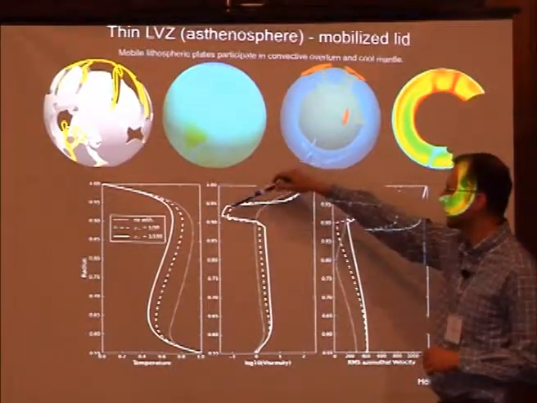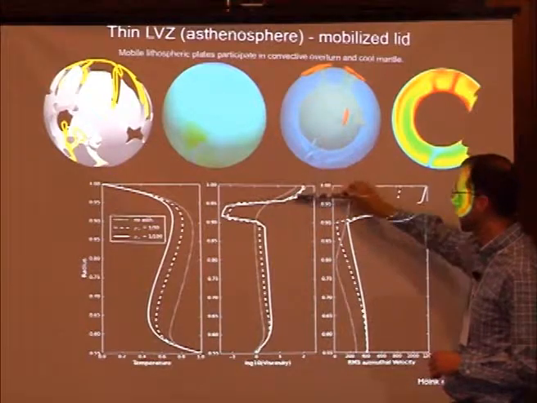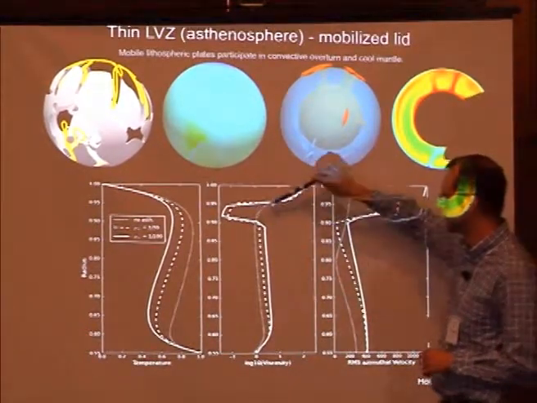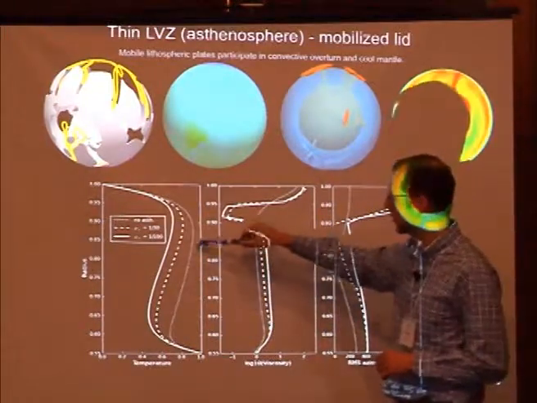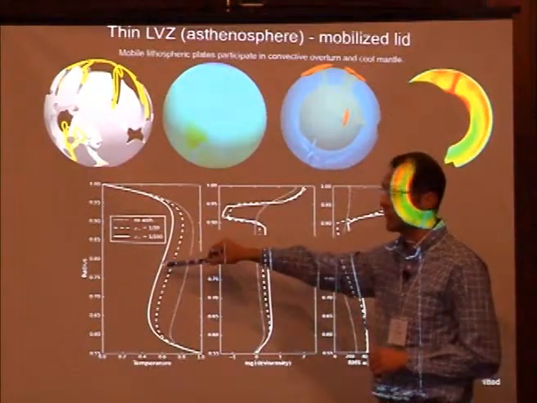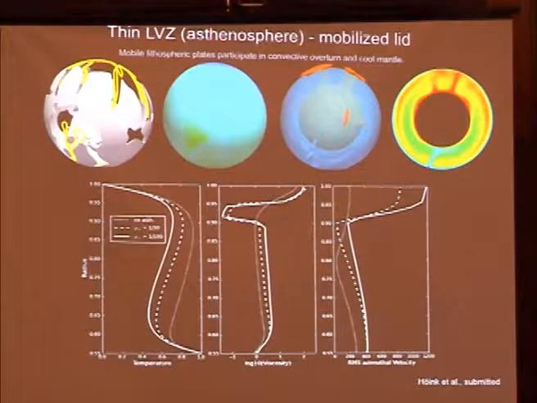this viscosity notch is 1 over 30 or 1 over 100. So you still see the strong plate, you see a low viscosity asthenospheric region, and then the lower mantle. First thing you notice is that the internal temperature is reduced significantly. So this shows that there's more effective cooling. I can reduce the temperature in the interior.